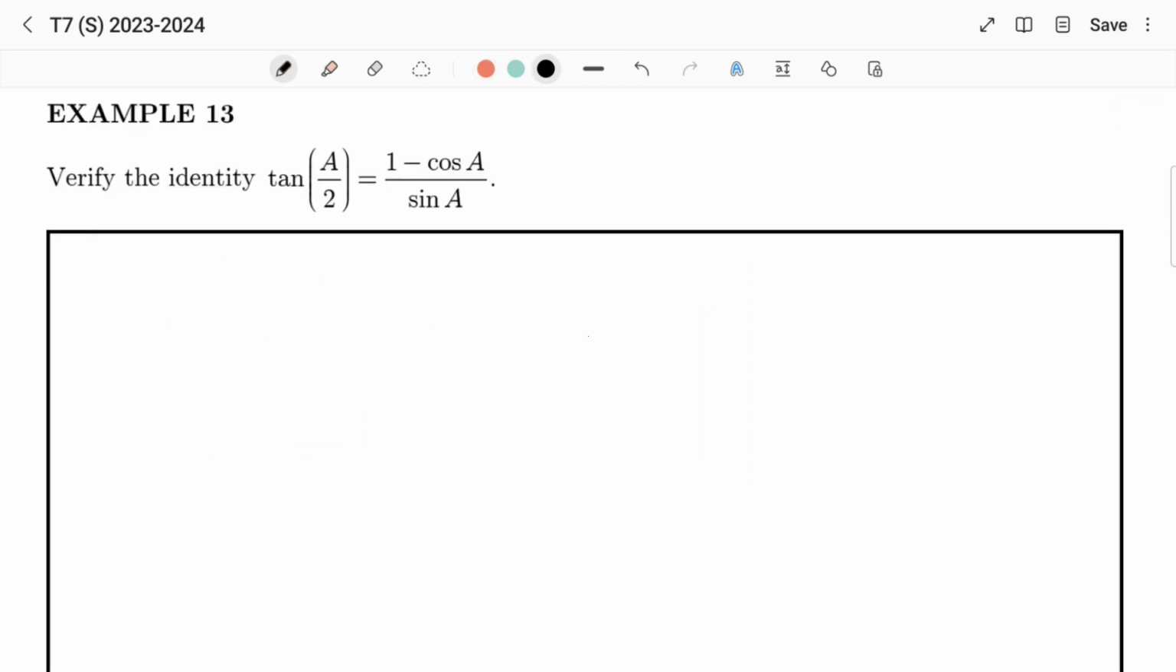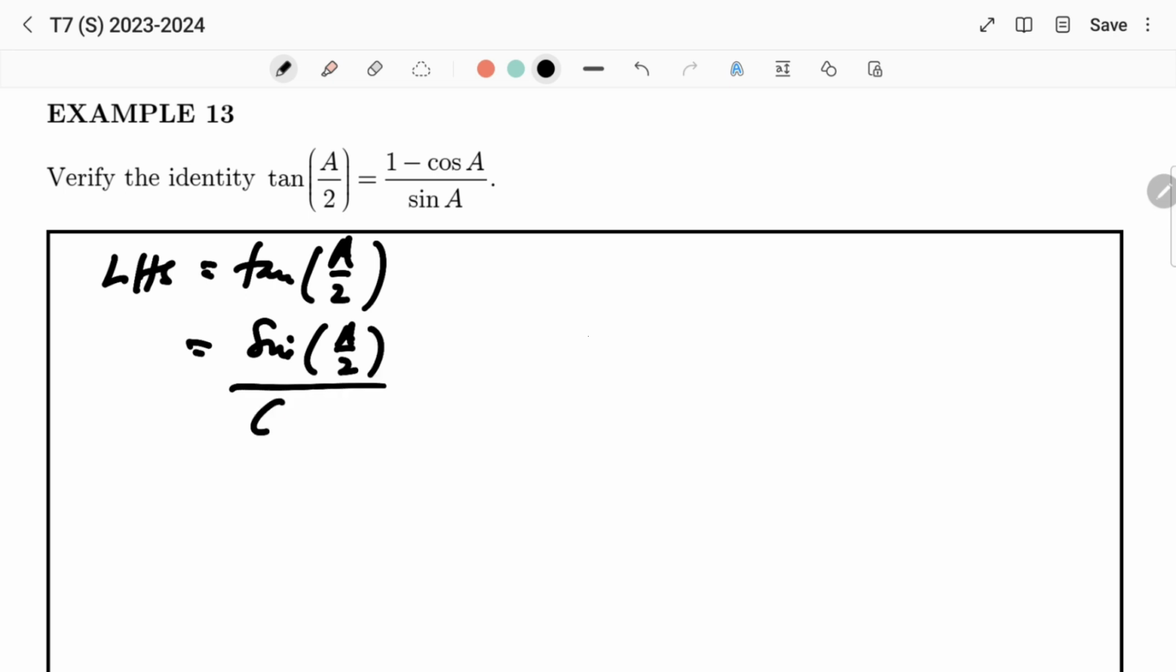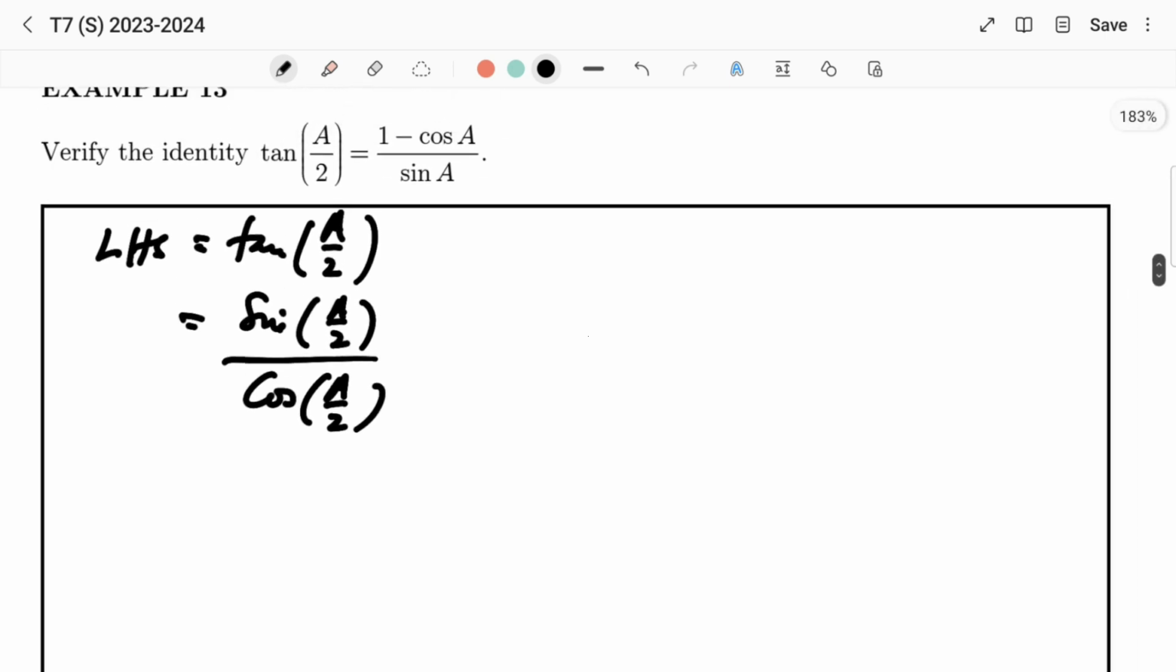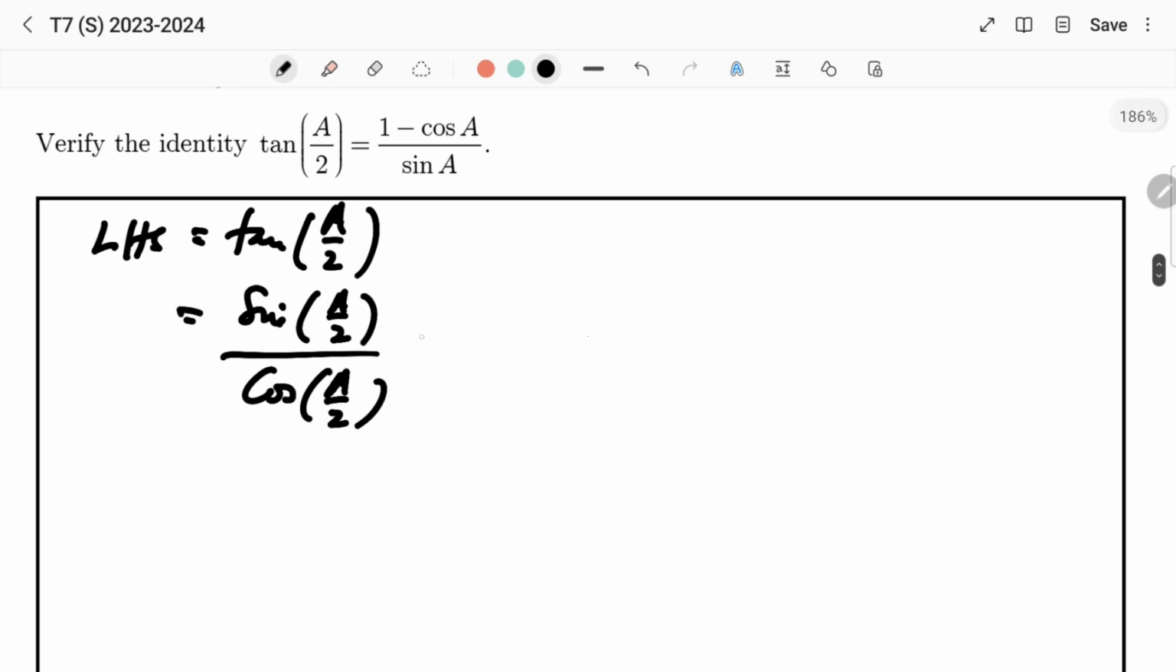Right, example 13, verify the identity tangent A over 2 equals 1 minus cos A over sine A. We will start off with the left hand side, which is tangent A over 2. We know that tangent is sine A over 2 over cos A over 2. Then if you look here, we have 1 minus cos A. So let's say I multiply with another 2 sine.